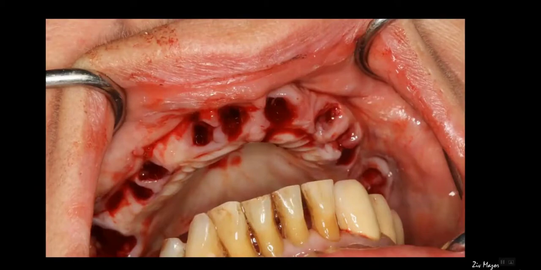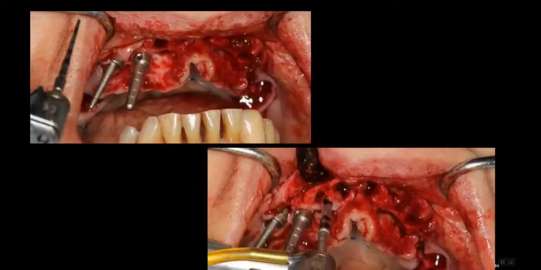We extracted the teeth, and we start now to do our osteotomies. And again, all my osteotomies nowadays are done with the Versah burs. I'm not utilizing a conventional bur anymore.